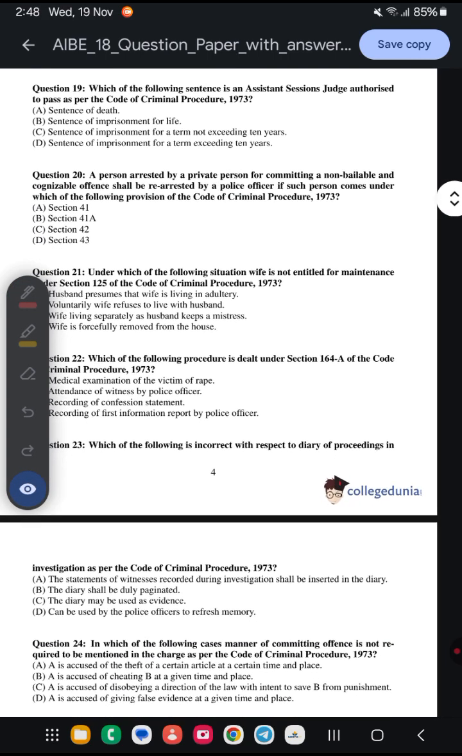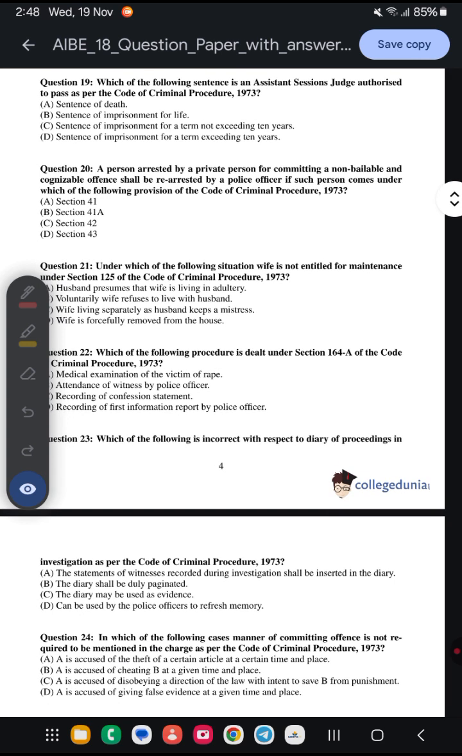So the next question is question number 19. Which of the following sentence is an additional session judge authorized to pass as per the Code of Criminal Procedure 1973? Let's look into the options. Sentence of death, no, because additional session judge it is there. Sentence of imprisonment for life, no. Sentence of imprisonment for a term not exceeding 10 years, yes, this may be correct. This is the correct answer. Sentence of imprisonment for a term exceeding 10 years, no, this is not the correct answer. The other options here are given to the higher judiciary, like High Court, Supreme Court, so they can do that.